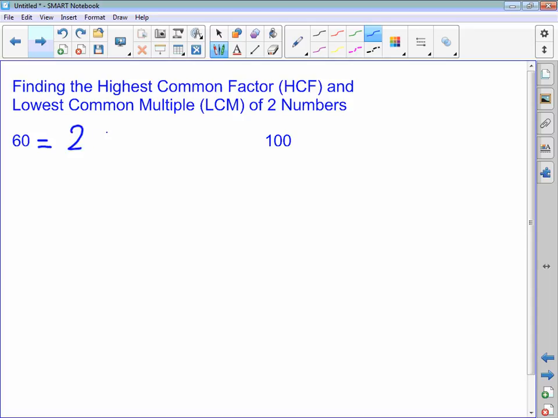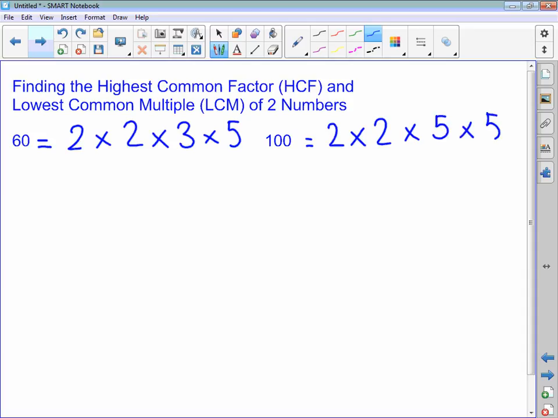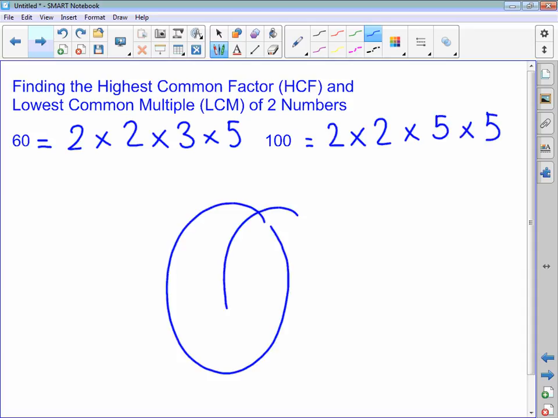Again, 60 written in prime factor form is 2 times 2 times 3 times 5. And 100 written in prime factor form is 2 times 2 times 5 times by 5. Again, we need two circles for our Venn diagram, one representing 60, one representing 100. The shared area in between, again, is where we put the factors they have in common.